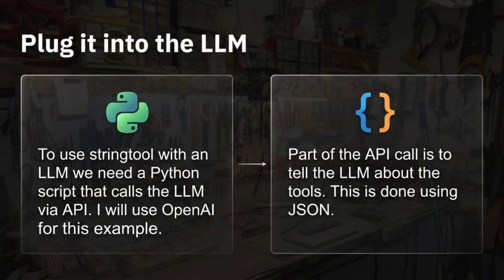Now, to use the string tool within an LLM, we're going to write a Python script that calls the large language model over the API. In this case, I'm going to be using OpenAI.